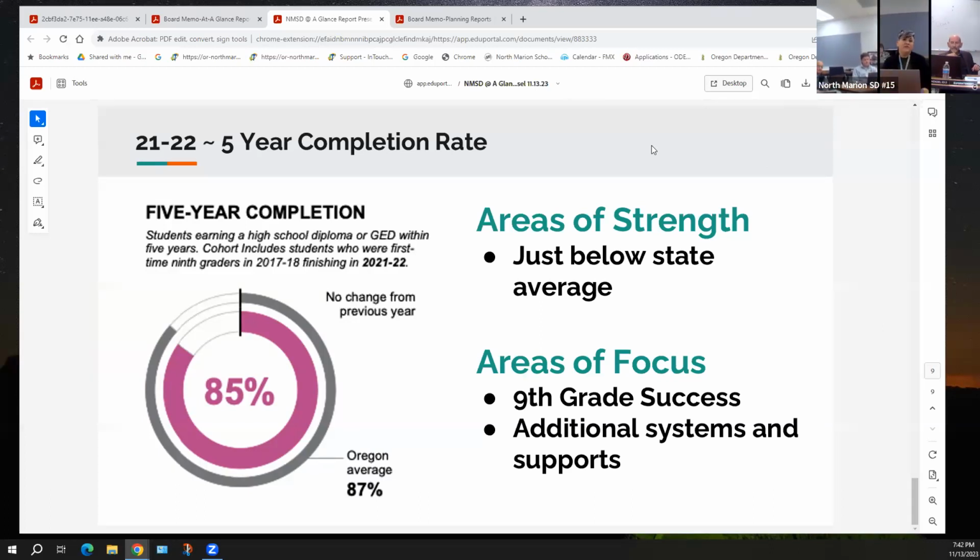And then this is our 5-year completion rate. So students who aren't able to graduate on time stay a 5th year and finish their graduation requirements the year after, or their GED within 5 years. And so we did have a change, and we stayed at 85%, and we're just below the state average. So we're seeing some definite areas of success.